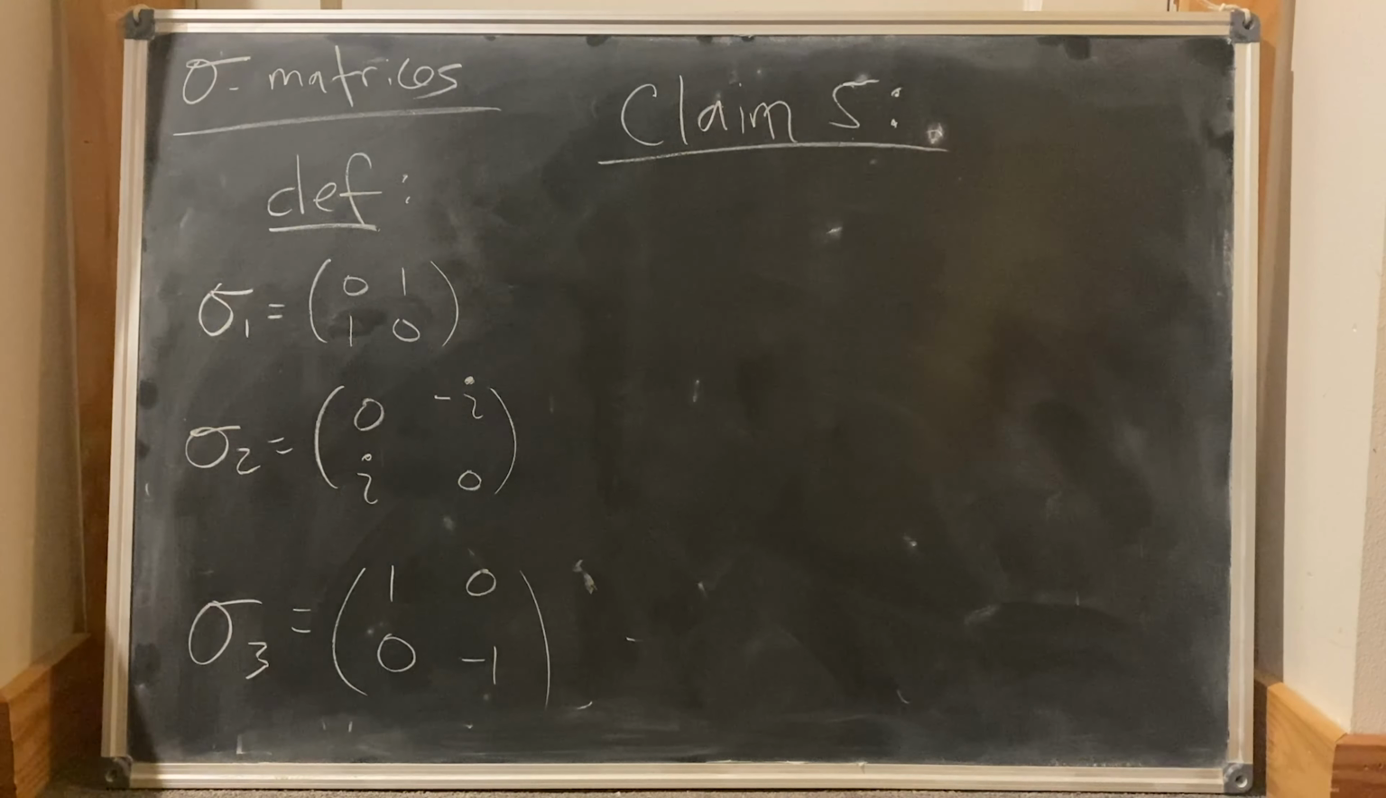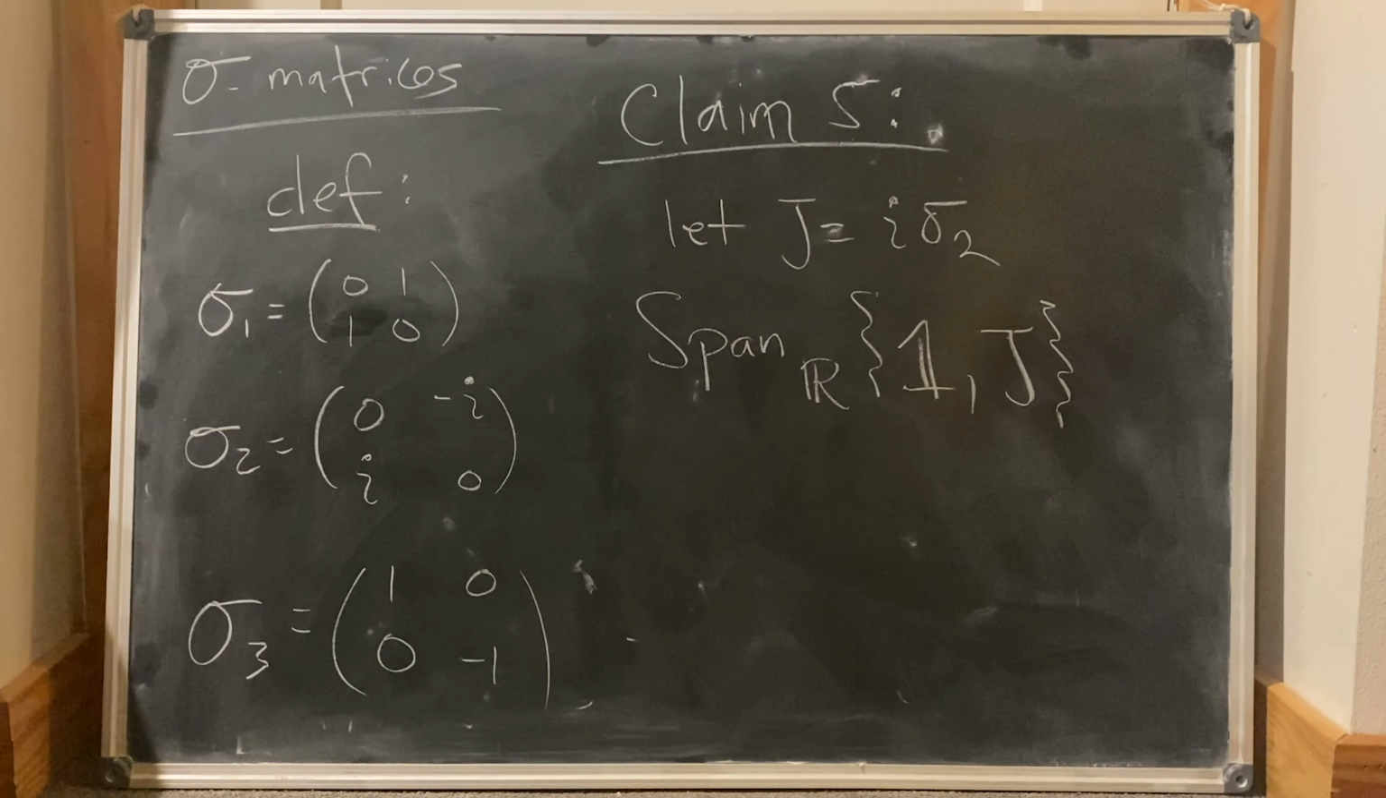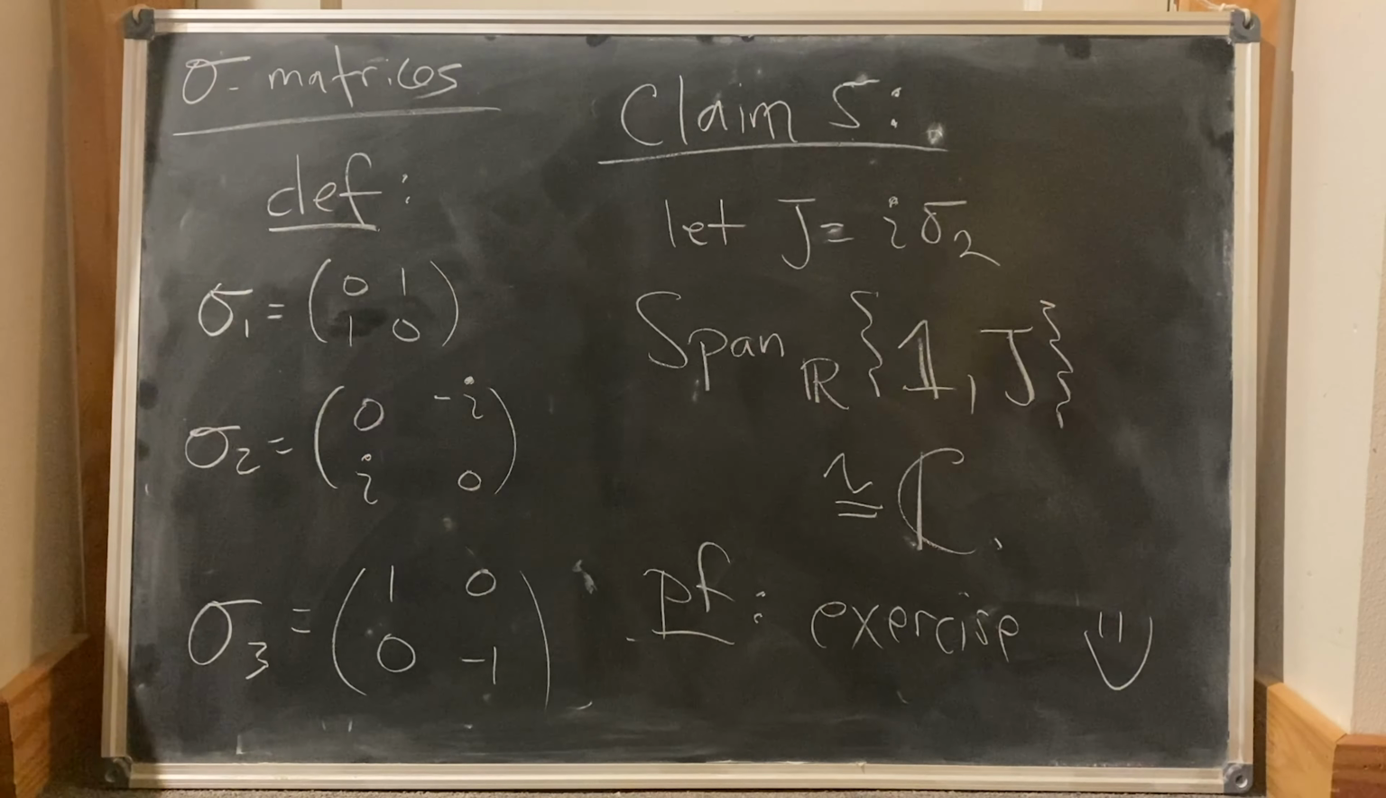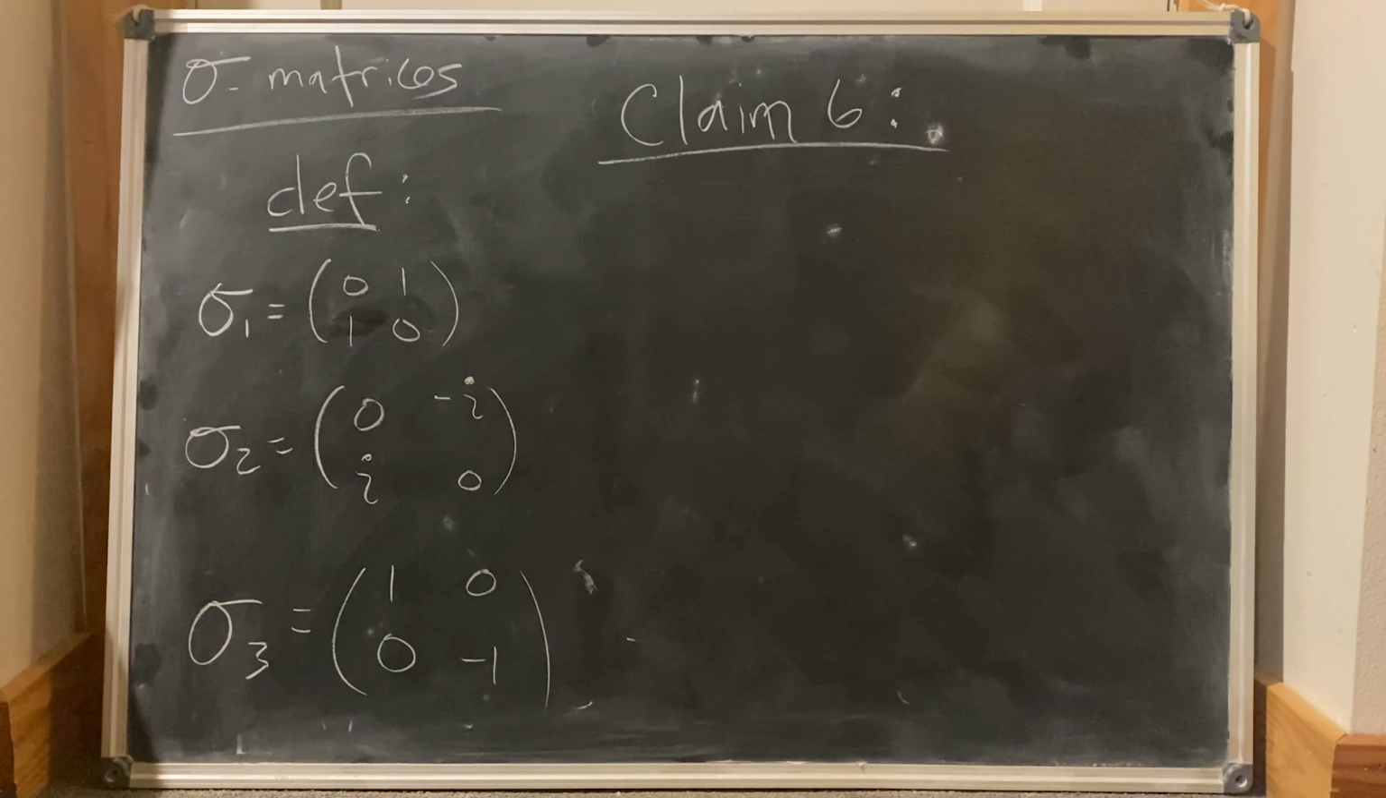Now let's have a little fun. Let J be given by i times sigma 2, and consider the span over the reals of the identity matrix and J. We claim that this vector space is actually isomorphic as an algebra to the field of complex numbers. Hopefully this is a fun little thing to prove. Aside from having a matrix model for the imaginary numbers, what makes claim 5 fun is its slight generalization.